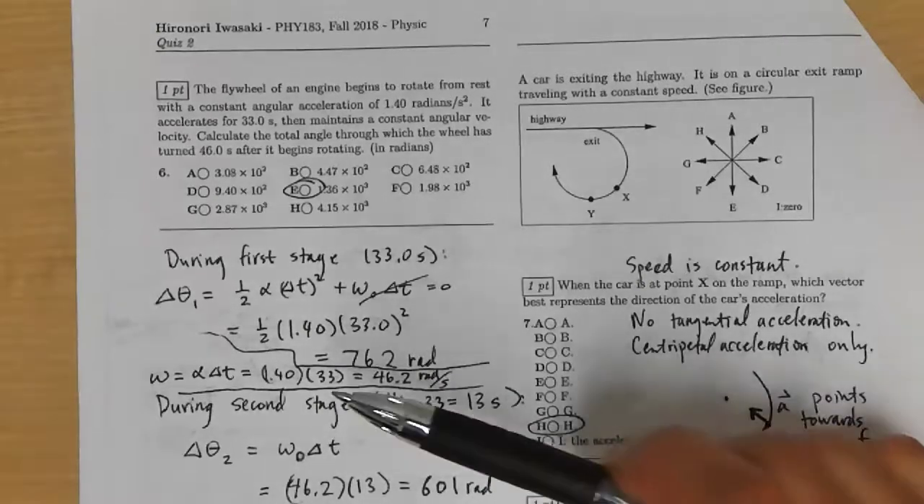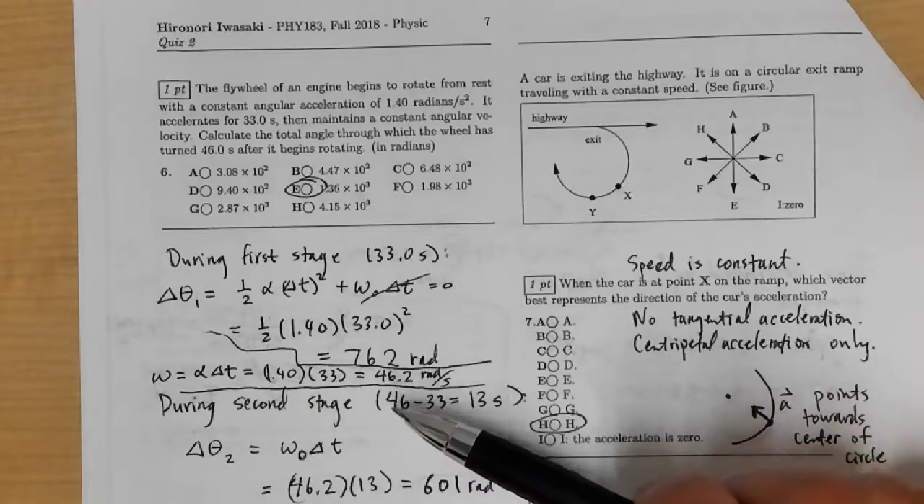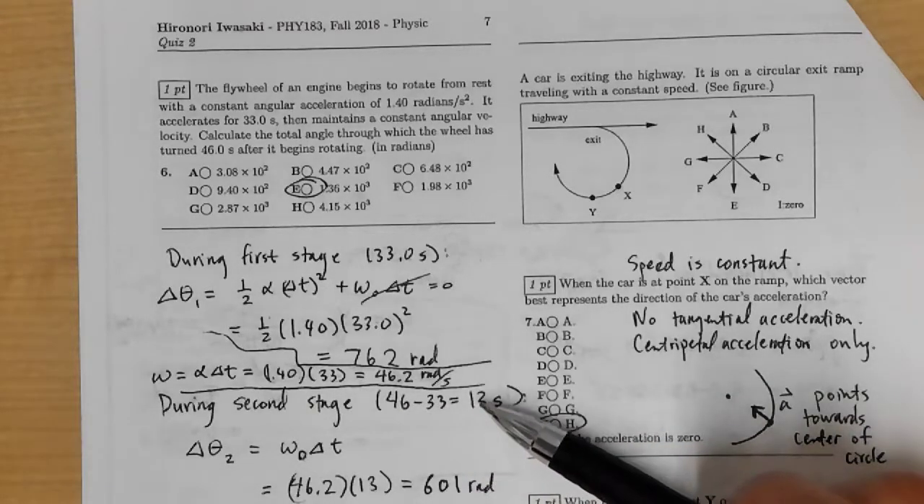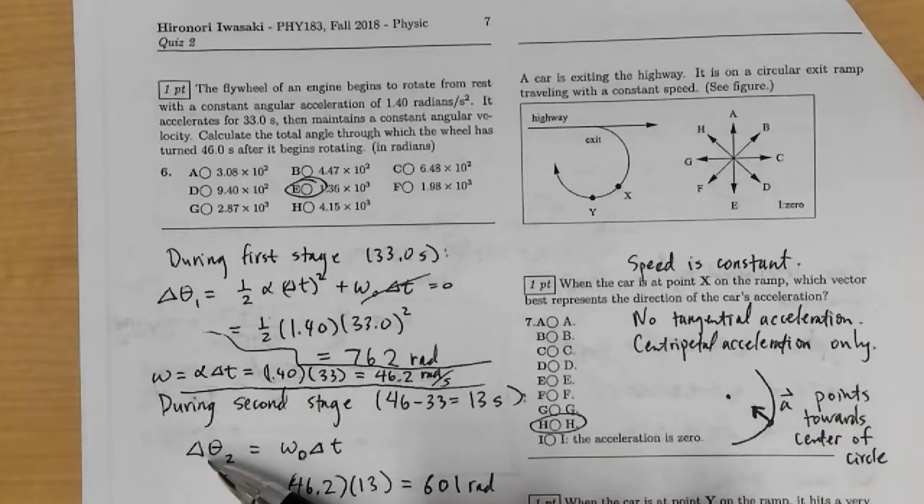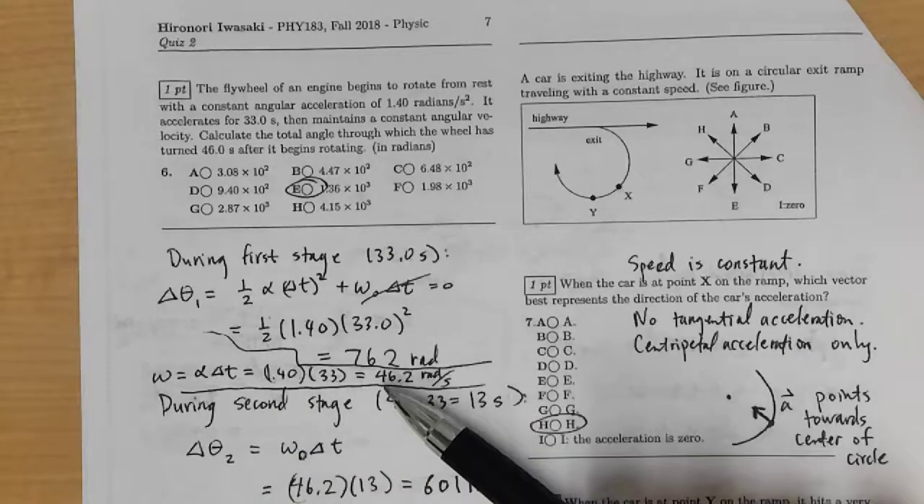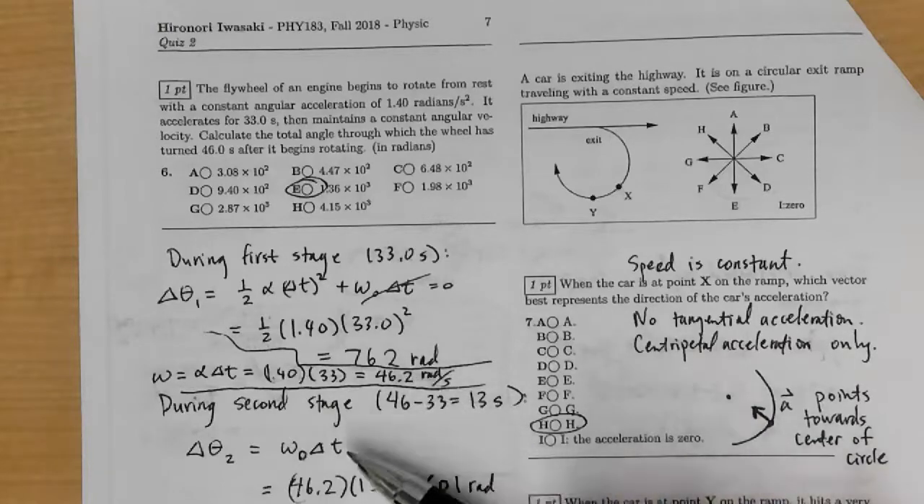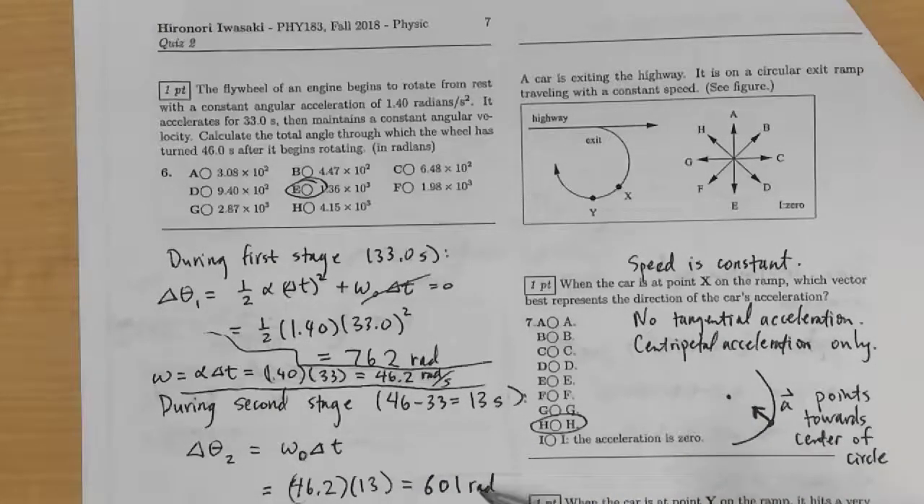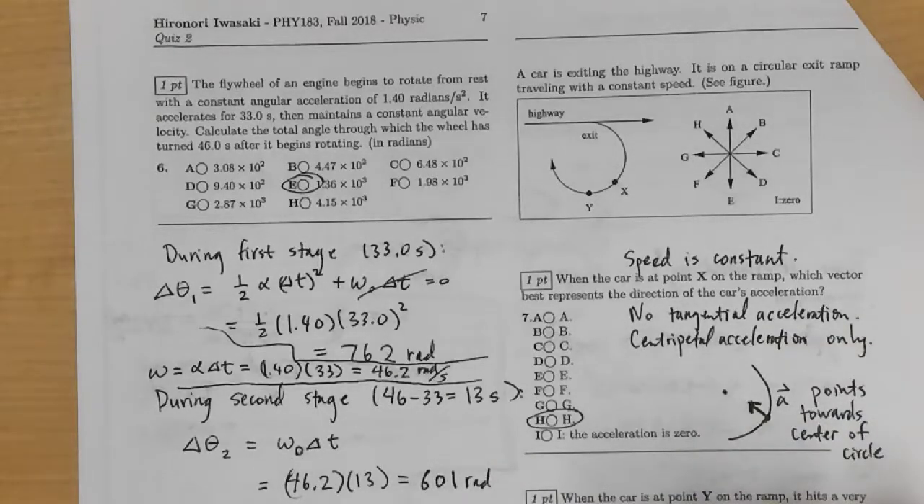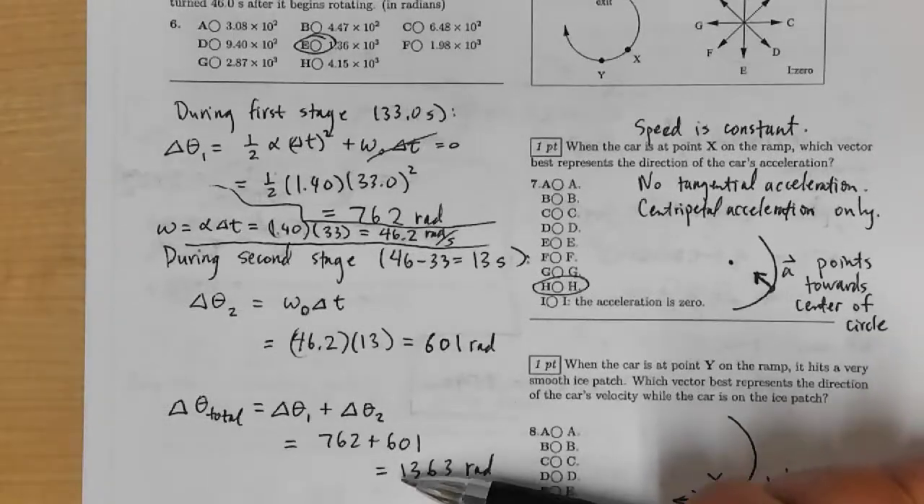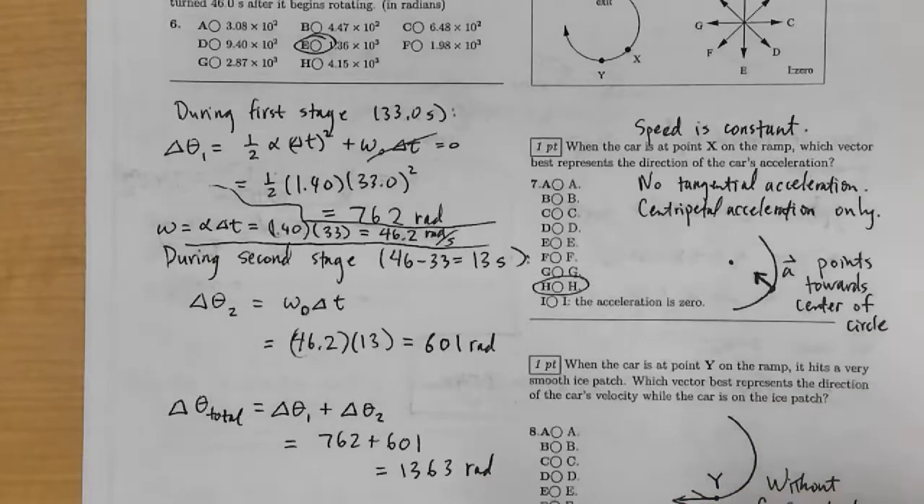Now in the second stage, it's a total of 46 seconds, so minus 33 seconds gives 13 seconds in the second stage. So delta theta 2 is going to be just omega 0, the initial velocity, which is this value, 46.2, times delta t, which is 13. That comes to 601 radians. So we add these two together, 762 plus 601 gives 1,363 radians total.